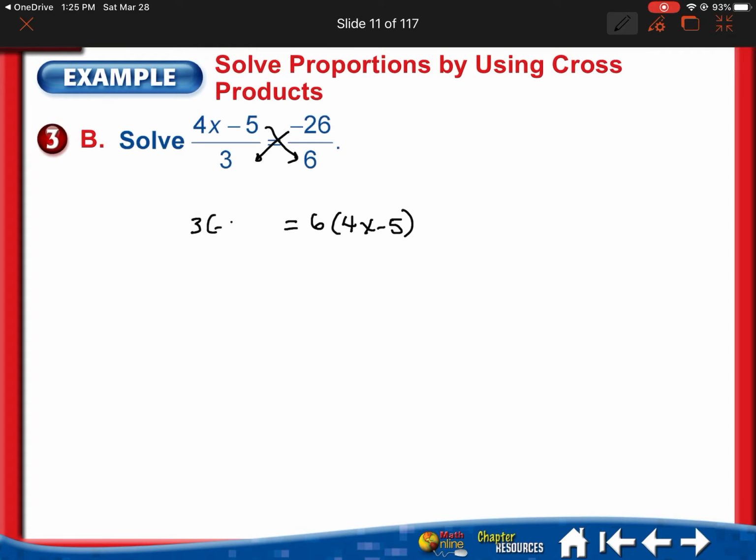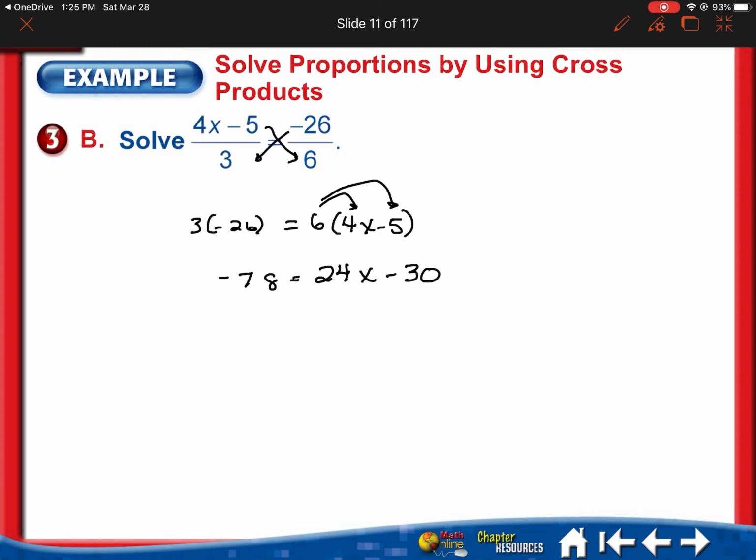And then we have 3 times negative 26. So 3 times negative 26 is negative 78. And then we need to distribute the 6 to both the 4x and the 5. So we get 24x minus 30. Let me fix that so that looks a little bit better. There we go, negative 78.